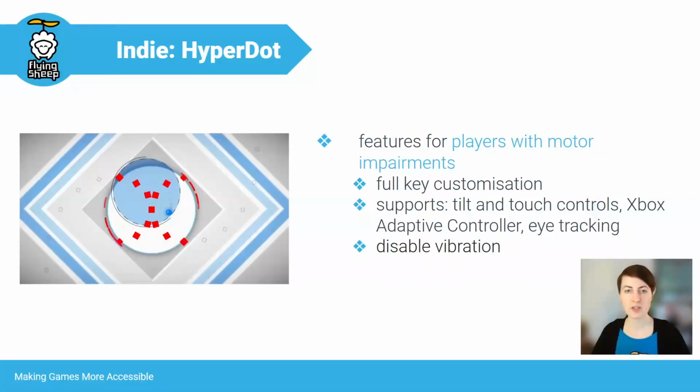Finally, there are features for players with motor impairments. The game offers full key customization. It supports tilt and touch controls, and it also supports the Xbox Adaptive Controller, and also eye tracking, which is amazing. So you can play this game just by looking at it and moving your eyes if you have the hardware that is necessary for that. This means that players with a range of mobility impairments can change the game controls according to what they require. And thanks to the eye tracking feature, even people who cannot move any of their limbs are able to play the game, which is great.